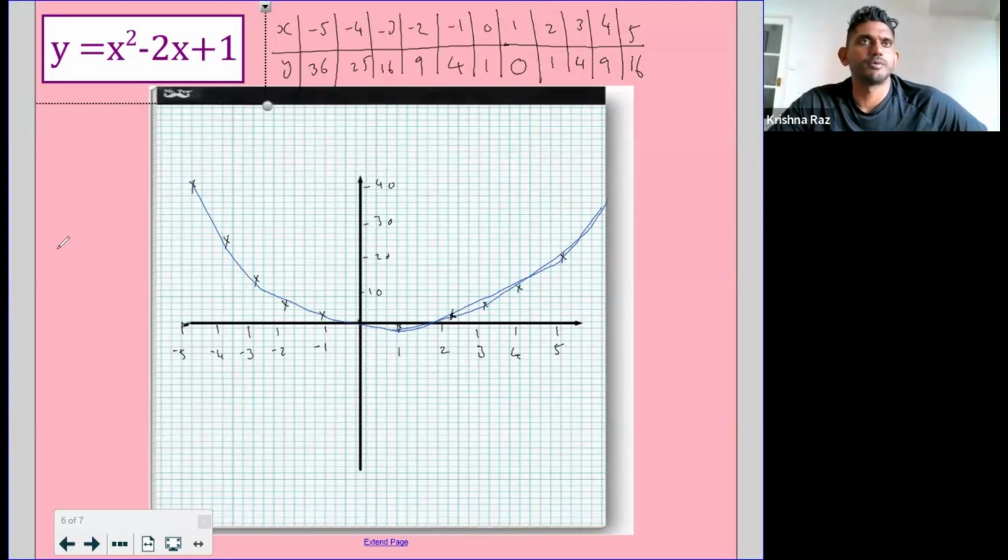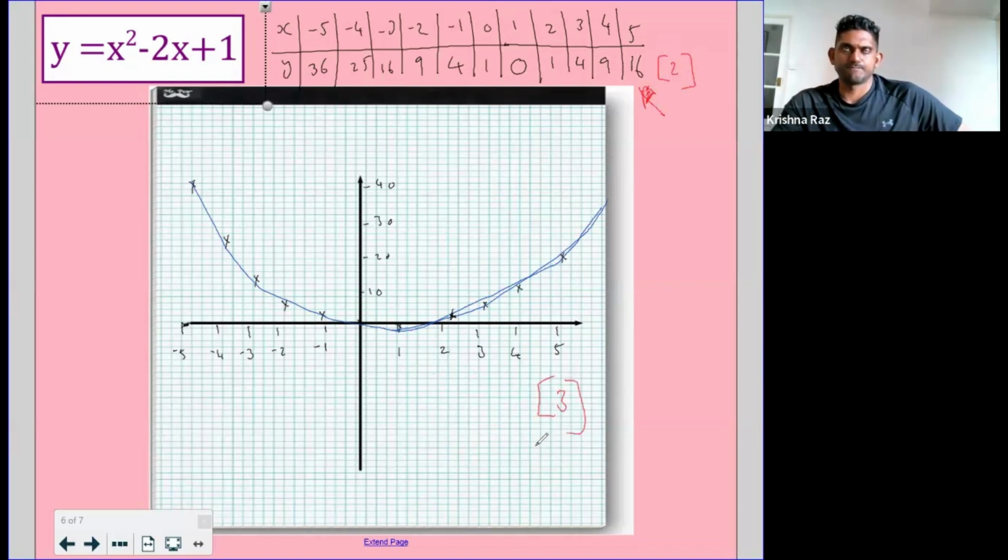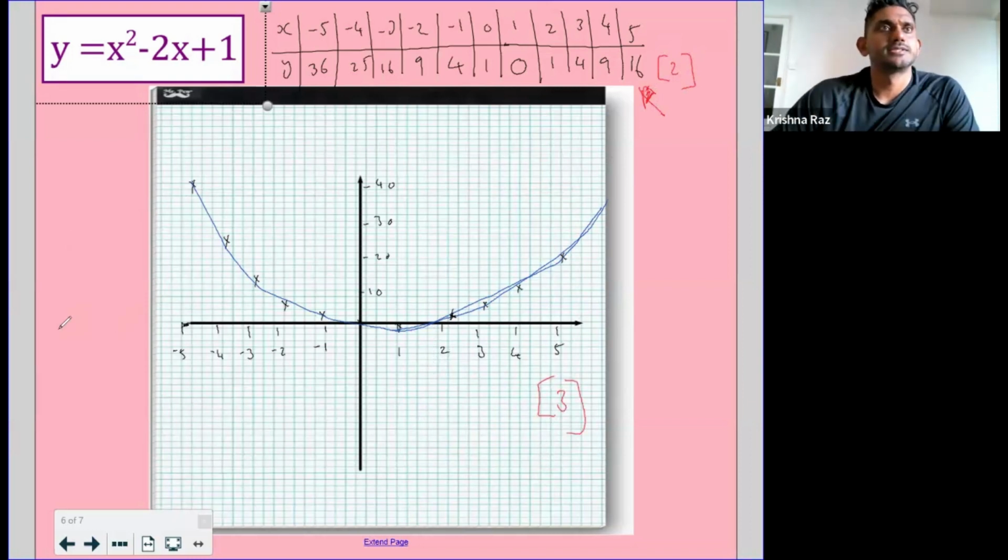The point I'm saying is use your calculator and you can make sure you complete the table of values correctly. That'll be worth 2 marks. And drawing the curve is probably worth 3. So it's easy marks. Let's just do one more.